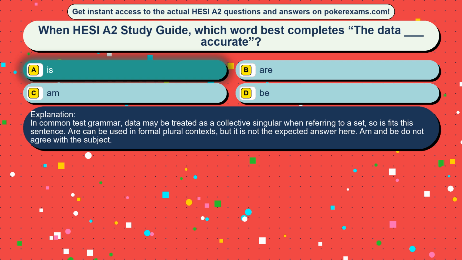In common test grammar, data may be treated as a collective singular when referring to a set, so is fits this sentence. Are can be used in formal plural contexts, but it is not the expected answer here. Options C and D do not agree with the subject.